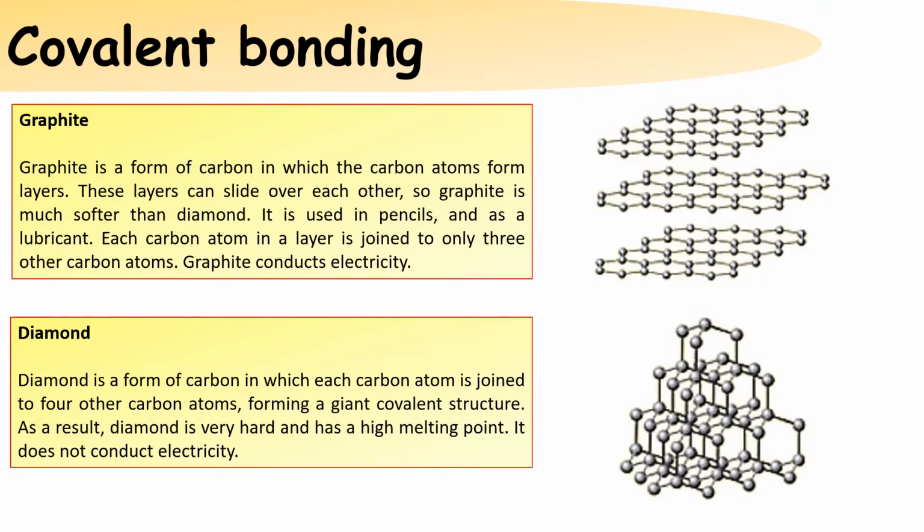Diamond is a form of carbon in which each carbon atom is joined to 4 other carbon atoms, forming a giant covalent structure. As a result, diamond is very hard and has a high melting point. It does not conduct electricity.